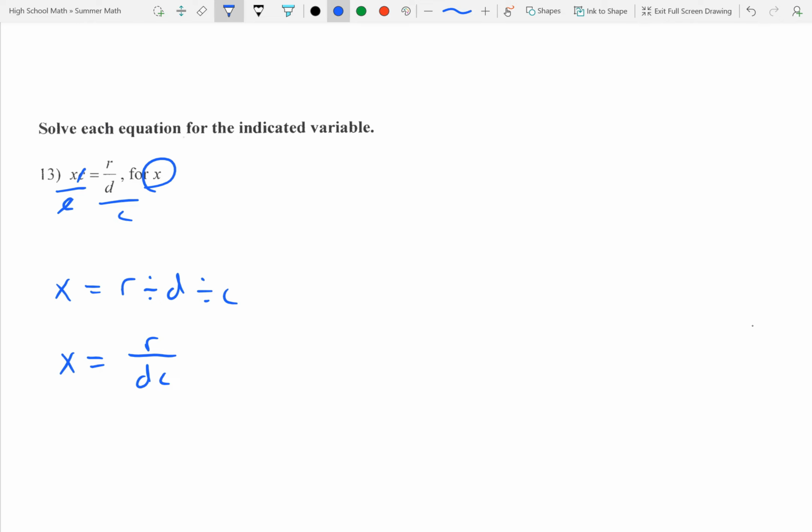Another way to say this is multiplying by 1 over c. Either of these two expressions are equivalent. These two right side expressions mean the same.